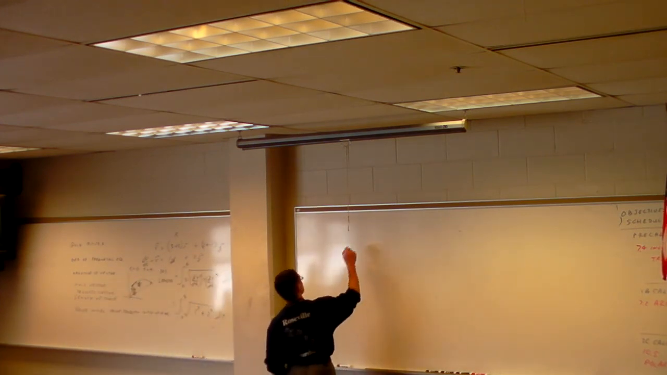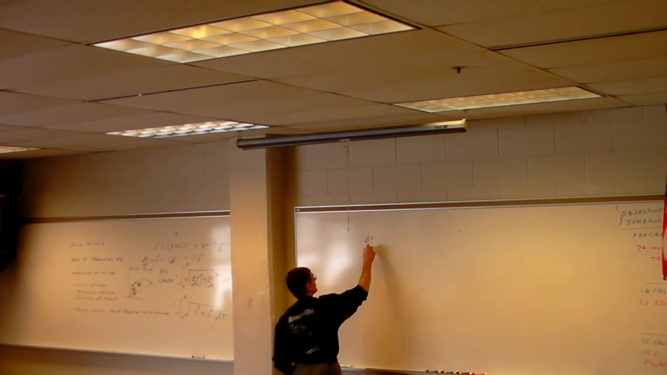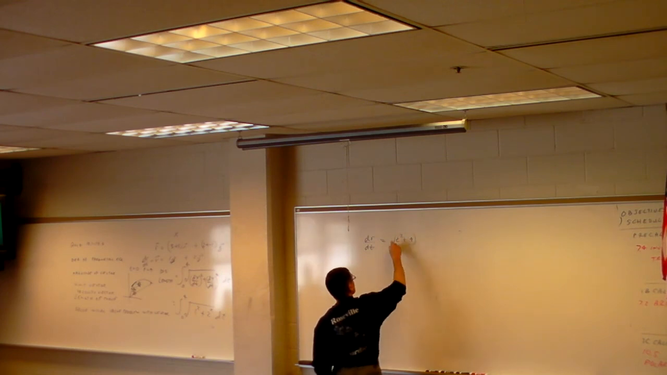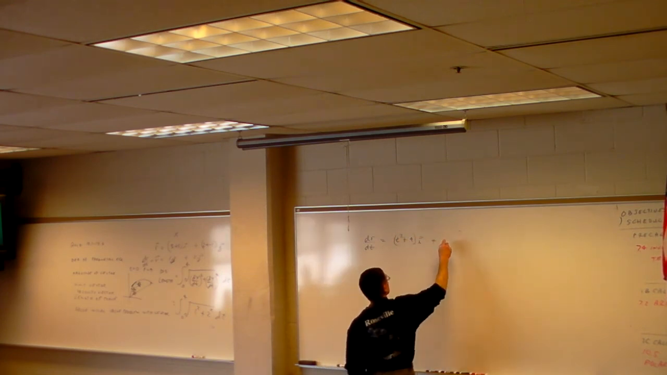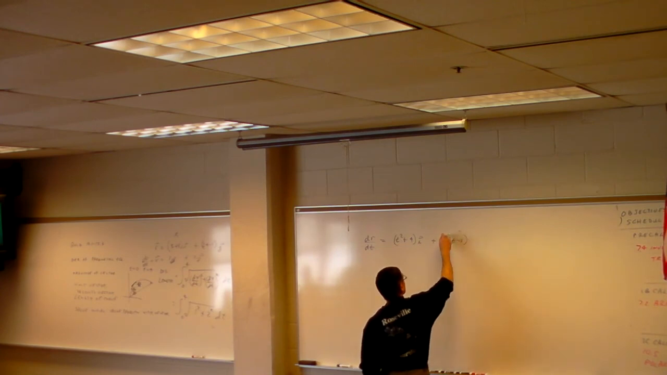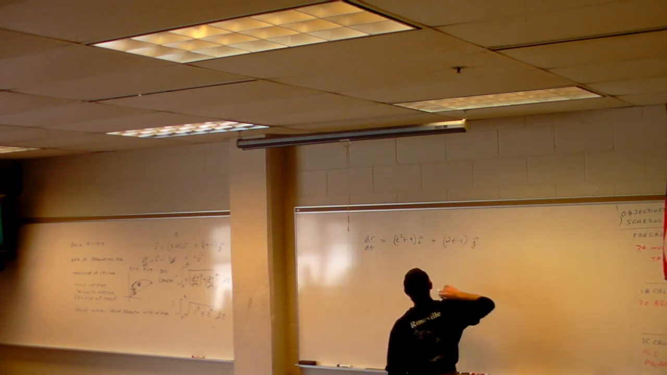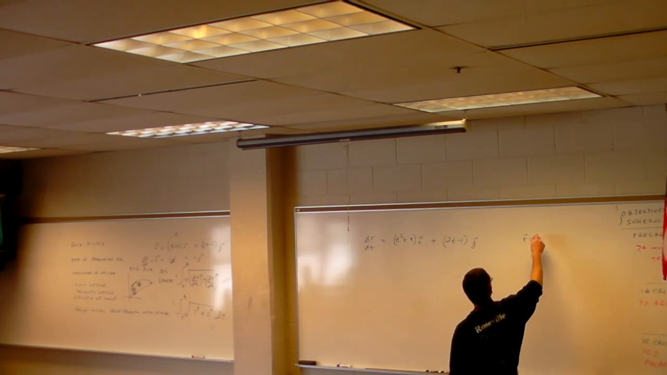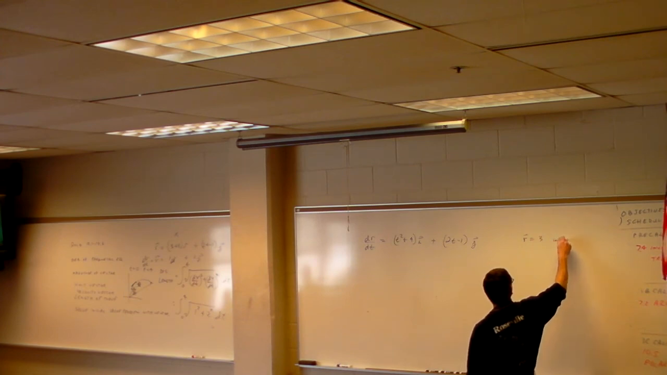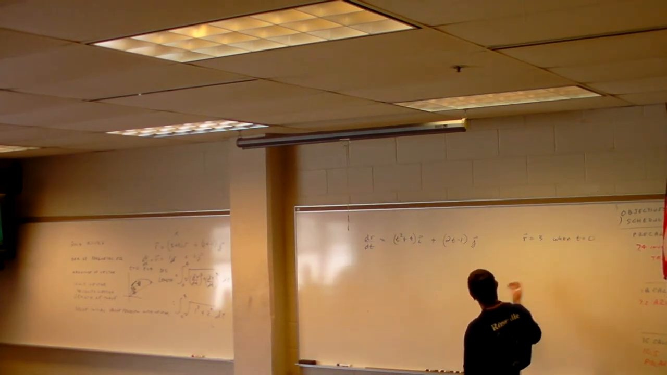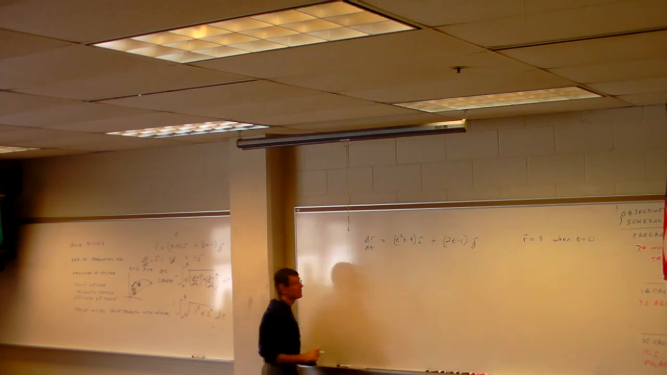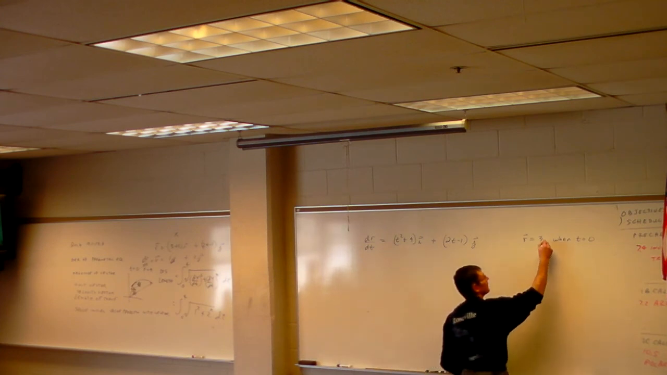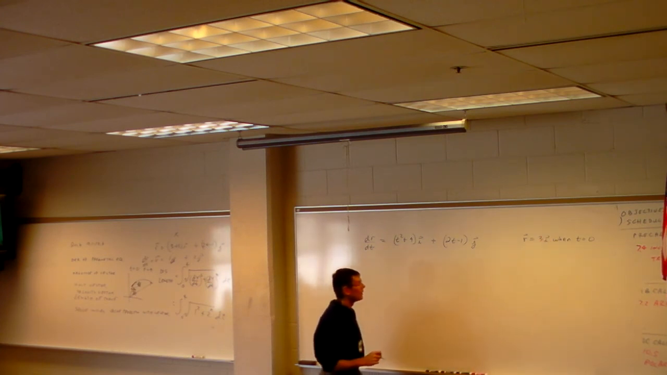Got it. So now, working in reverse, let's say dr/dt was (t squared plus 4)i plus (2t minus 1)j. And r is 3i when t equals 0. Let's just do that. Okay.